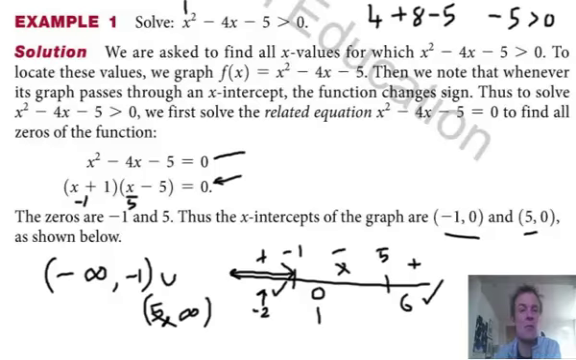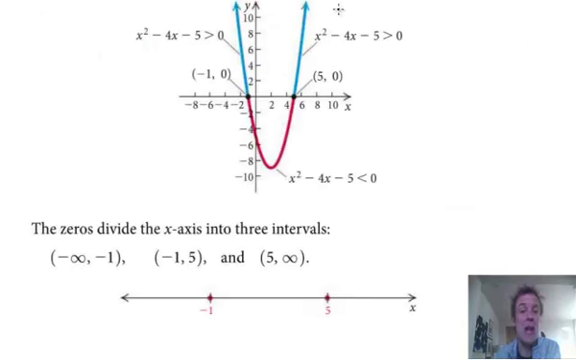Okay, let's have a look at what they did. So here's the actual graph. Visually, greater than 0 is this part and this part. Less than 0 is this at the bottom. So we were looking for this up here, and you can see visually that is negative infinity to negative 1 and then 5 to infinity.